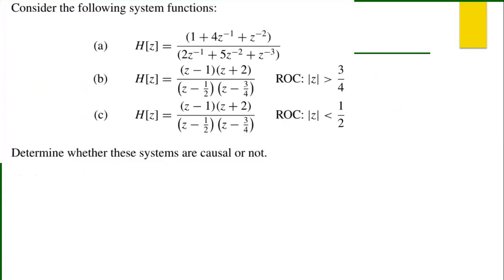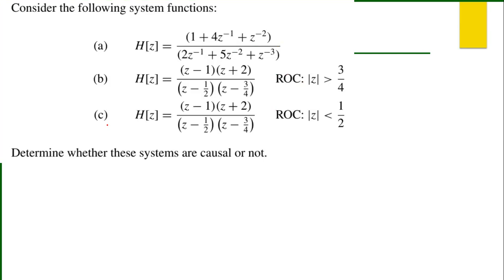Now we will see how to find the causal and stable system. This is a very important question. Definitely they will ask that. But how will you find causality and stability? First we will see the causality of the system, whether it is causal or non-causal. It is very simple.